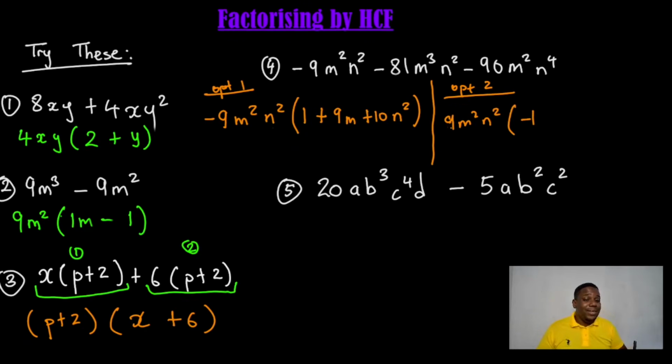Negative 81 divided by positive 9 would give us a negative 9. And then the M squared into the M cubed would give us an M. And N squared into N squared would give us 1. And negative 90 divided by 9 would give us a negative 10. M squared into M squared would give us 1. And N squared into the N to the 4th power would give us N squared.